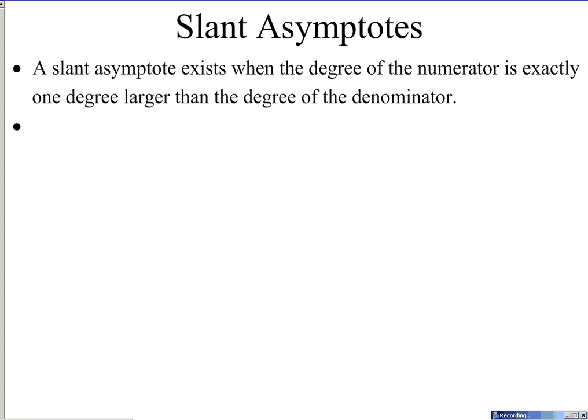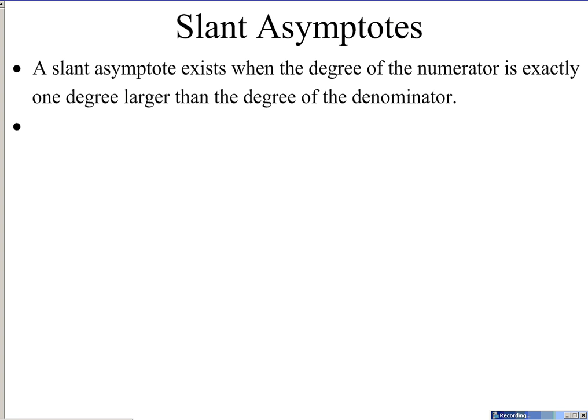Remember, when the degree of the numerator is larger than the degree of the denominator, there is no horizontal asymptote. So when that's the case, there could be a slant asymptote if the numerator is exactly 1 degree larger than that of the denominator. So there can never be a horizontal and slant asymptote together.